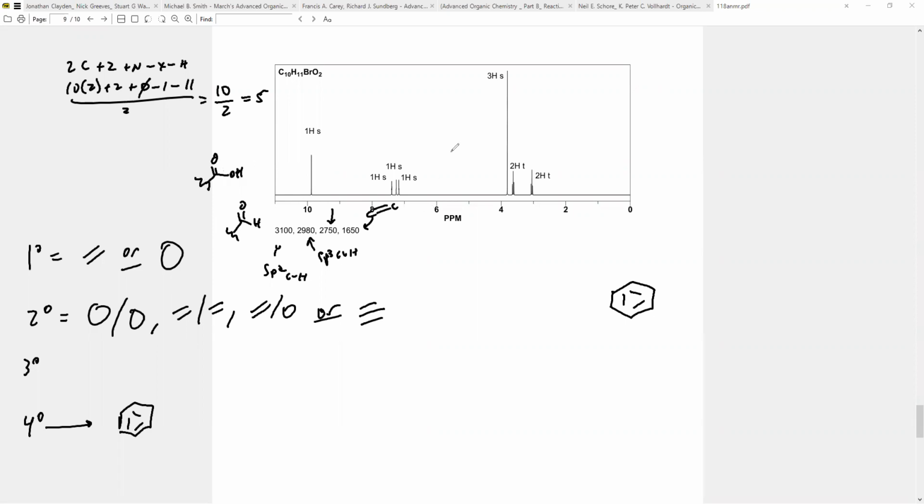So that's why we don't really predict this guy to be in here. But this is definitely an aldehyde, so I can put an aldehyde here. And I definitely have a benzene ring.